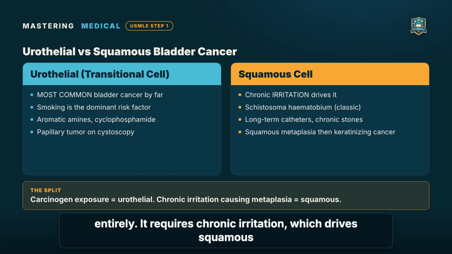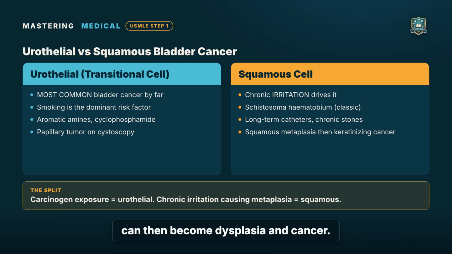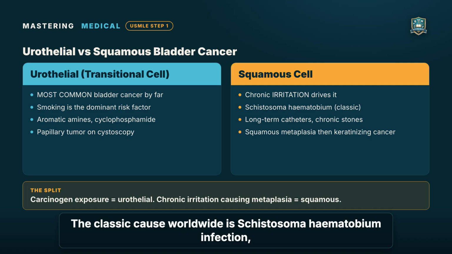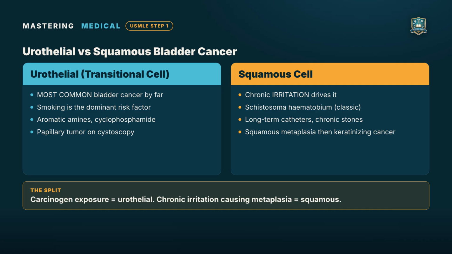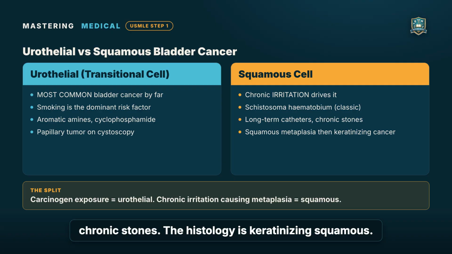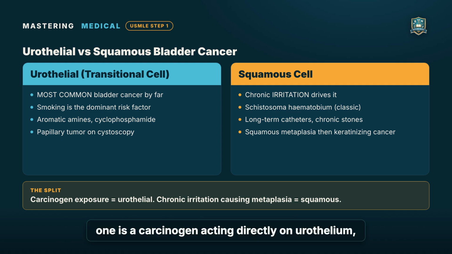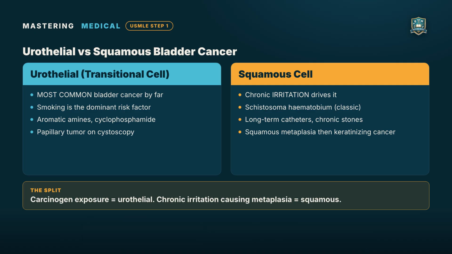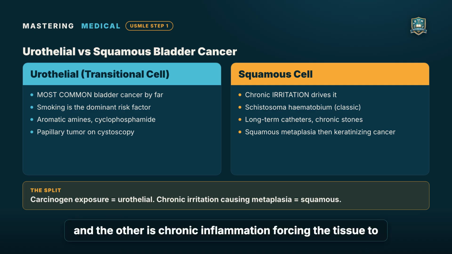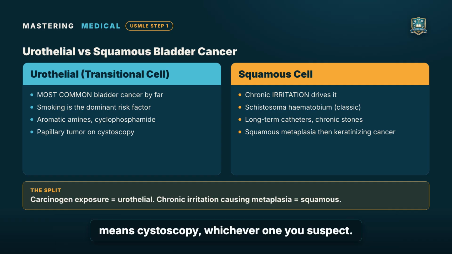It requires chronic irritation, which drives squamous metaplasia of the urothelium, and metaplasia is the step that can then become dysplasia and cancer. The classic cause worldwide is schistosoma hematobium infection, and the other causes are long-term indwelling catheters and chronic stones. The histology is keratinizing squamous, so the mechanism is the point. One is a carcinogen acting directly on urothelium, and the other is chronic inflammation forcing the tissue to change type first. Painless gross hematuria in an adult always means cystoscopy, whichever one you suspect.